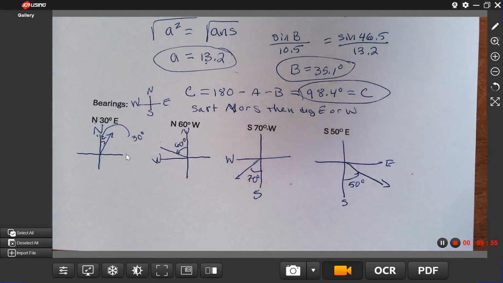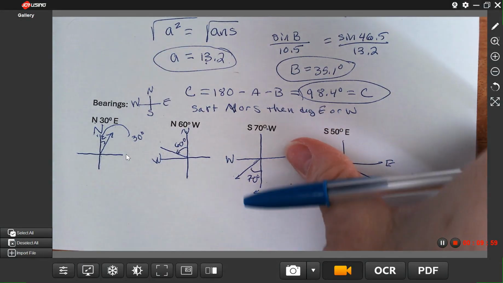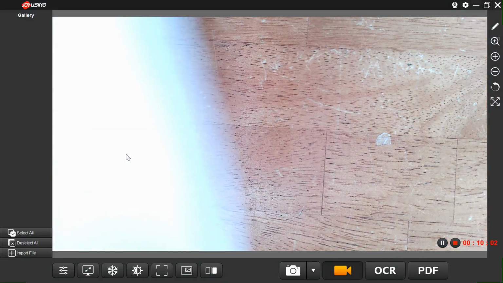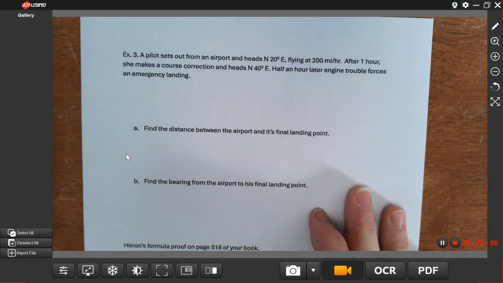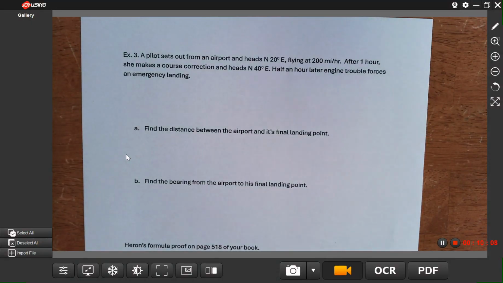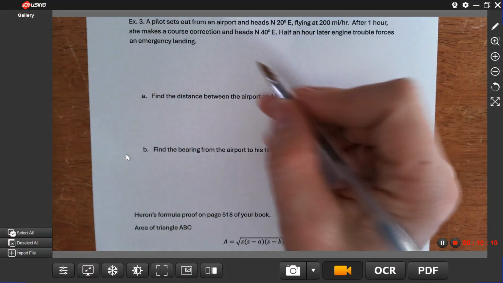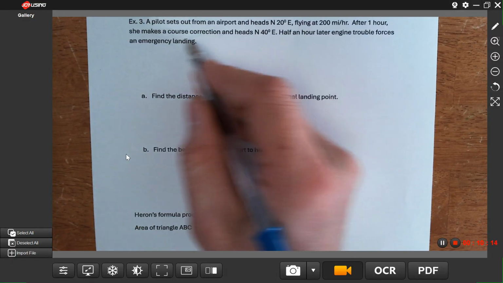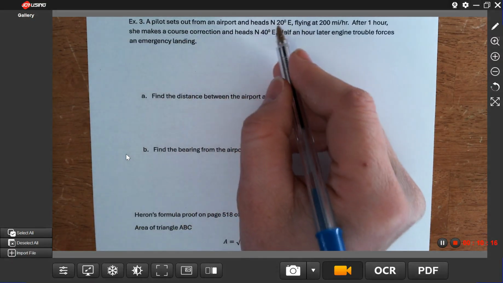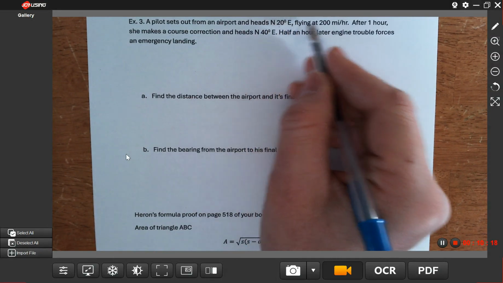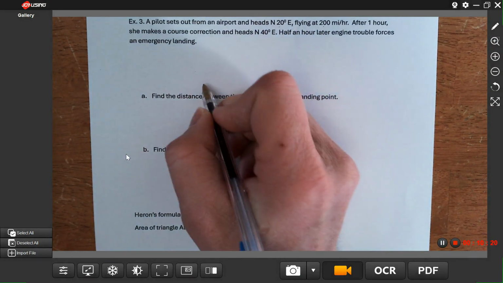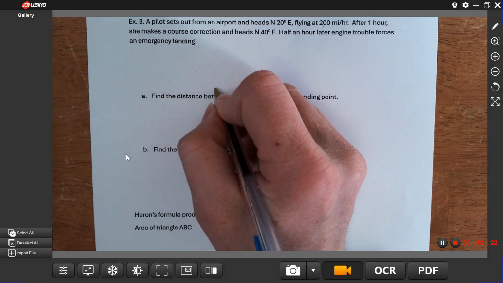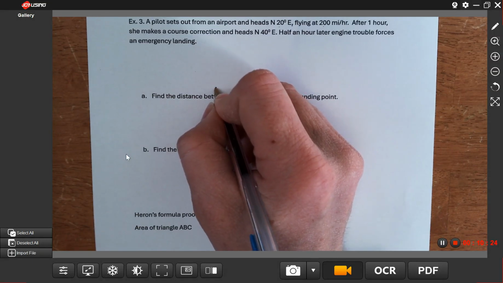So now we're going to turn the page, and we're going to do some problems where part of the instructions have compass bearings. This one's kind of complicated, and we're going to do it. It's going to be great. A pilot sets out from an airport and heads north 20 degrees east, and he's flying at 200 miles per hour.